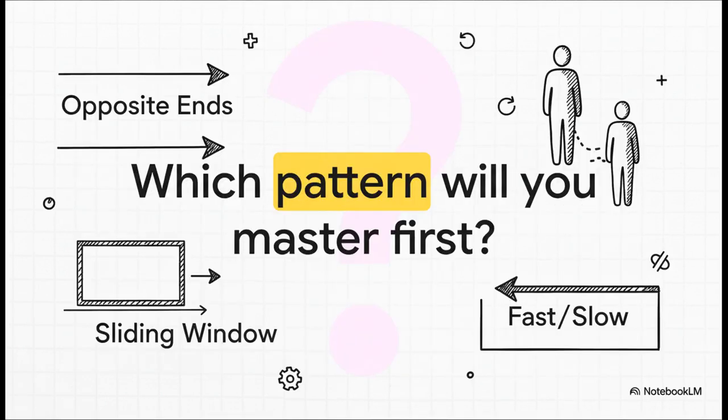And there you have it. The two-pointer technique is so much more than just a clever trick. It's a fundamental way of thinking about how to process data efficiently. By recognizing these patterns, opposite ends, sliding window, and fast and slow, you can transform really difficult problems into simple, linear time solutions. The only question left is, which one are you going to master first?